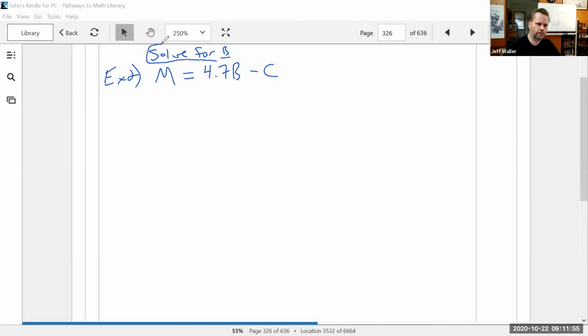Currently, what does it solve for? What is that equation currently solved for? M. Yep. Because if I know B and C, I plug them in and it's already solved for M. That's what that expression means. It's already solved for M. I need it solved for B instead.